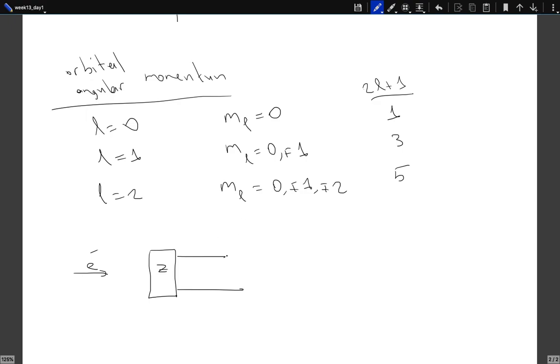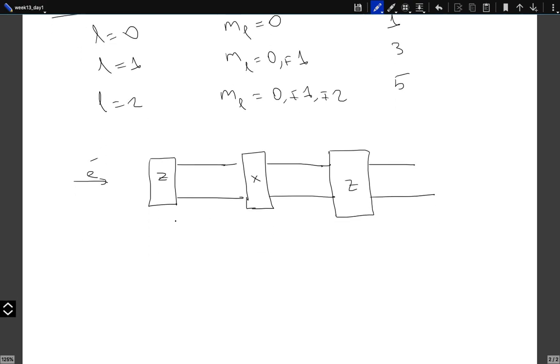Let's say you send them to another non-uniform magnet. Let's say this time it is in the x direction. Again, some of them go up, some of them go down. And then you take it through another magnet in the z direction. Some of them go up, some of them go down. Nothing fancy over here.